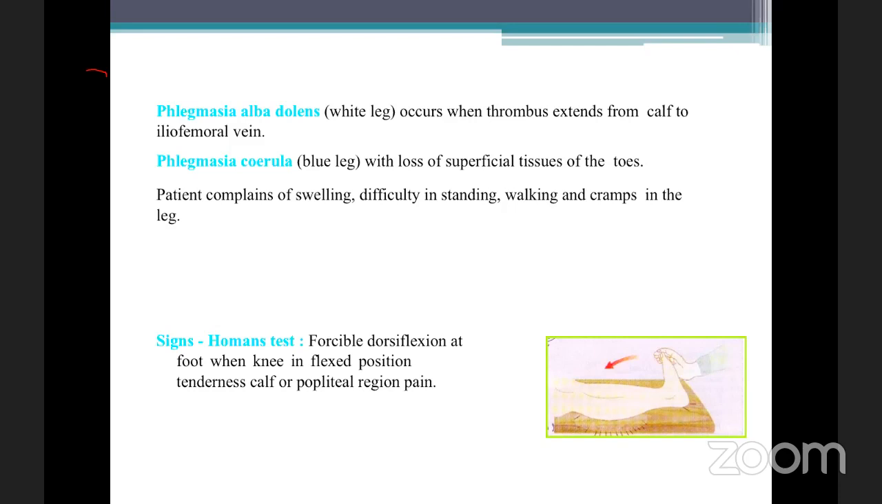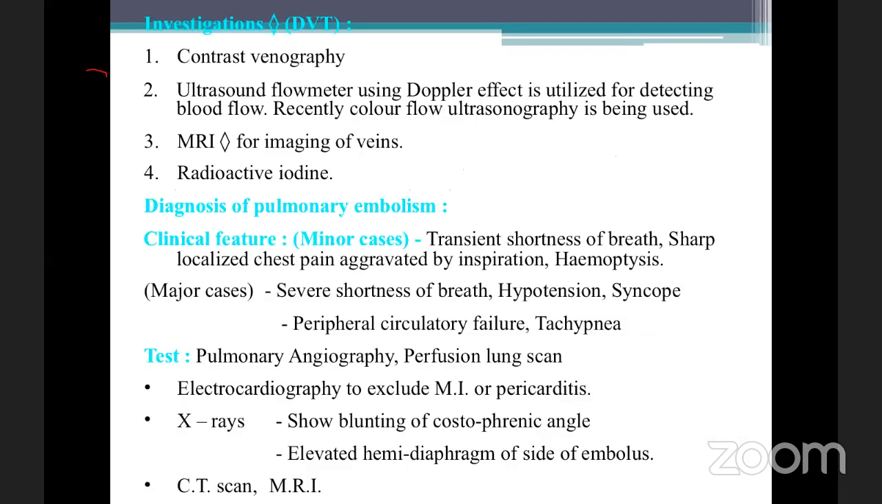And what are the signs that you can elicit for DVT? One is Homan's test, that is forceful dorsiflexion of the foot when the knee is in full flexion, and tenderness of the calf. Another is Moses sign, that is squeezing the calf can elicit tenderness. Now, how do we confirm our clinical diagnosis of DVT? One is contrast venography. You can also do the ultrasound Doppler to confirm.